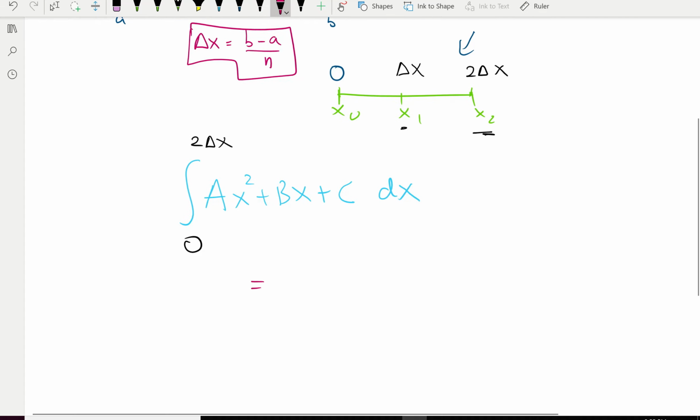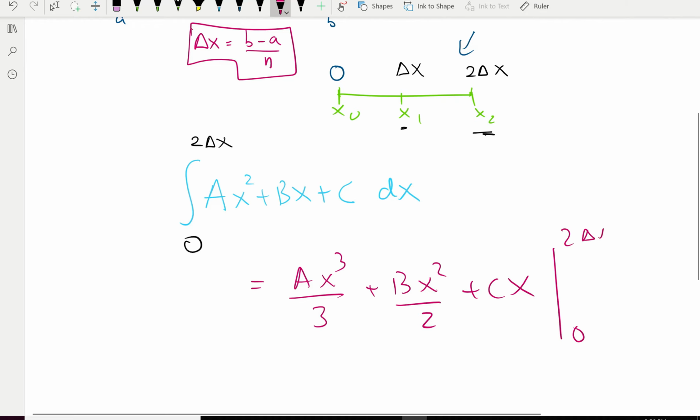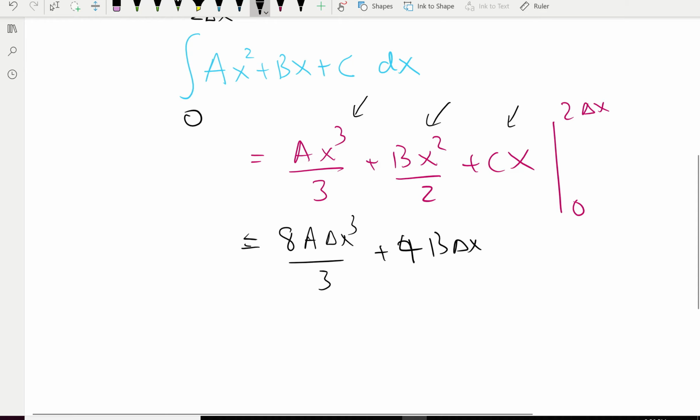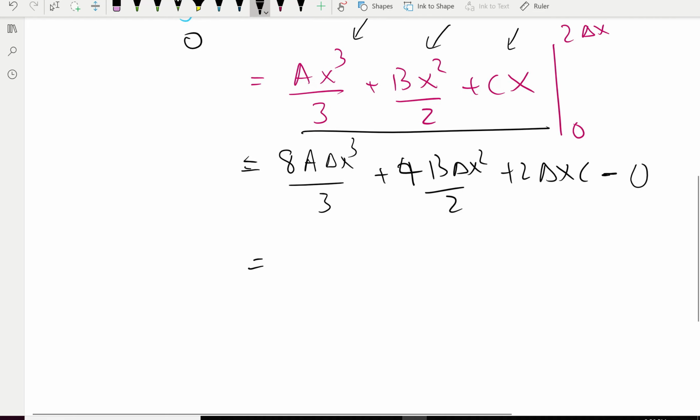Now if you integrate Ax², you will get Ax³/3 + Bx²/2 + Cx. Now you want to evaluate this from 0 to 2 delta x. Let's substitute 2 delta x for x. Let me simplify that really fast. You're going to get 8A delta x³/3 + 4B delta x²/2 + 2 delta x C, minus, now you have to substitute 0 for x. If you substitute 0 for x, you're going to get 0, right? Because everything is multiplied by x, so that's gone.